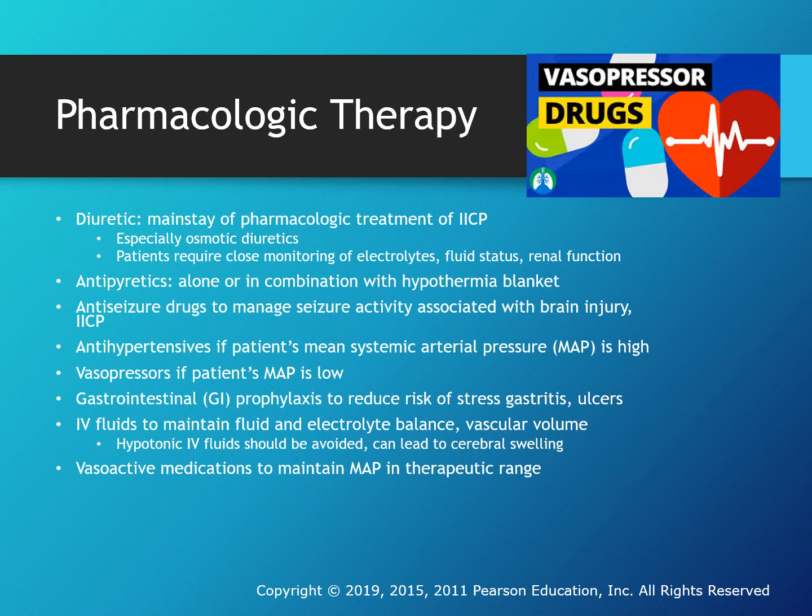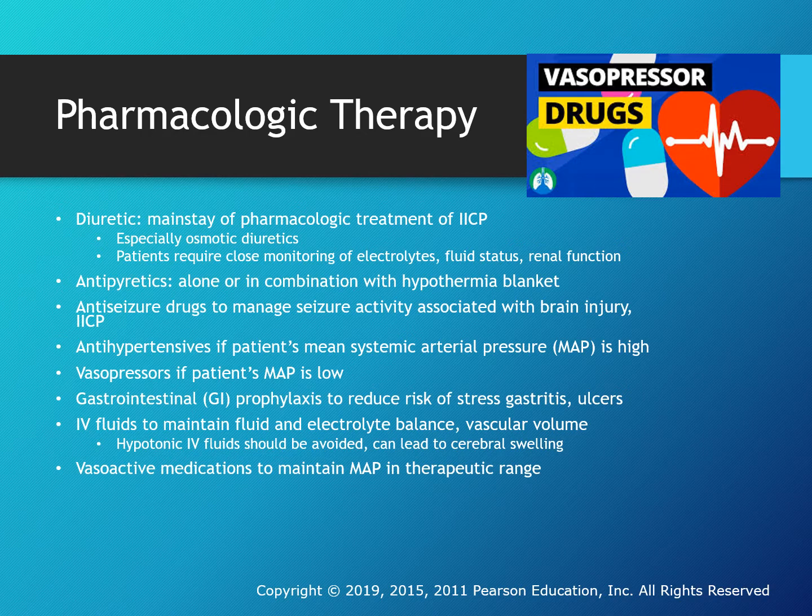Pharmacological therapy. Medications play an important role in the management of IICP. Diuretics, particularly osmotic diuretics such as mannitol, are commonly used to reduce ICP and are the mainstays of pharmacologic treatment. Osmotic diuretics work by increasing the osmolarity of the blood, thereby drawing water out of the edematous brain tissue and into the vascular system for elimination through the kidneys. But it has to be done at a certain pace. You can't draw it off too quickly because you'll throw the brain into shock.